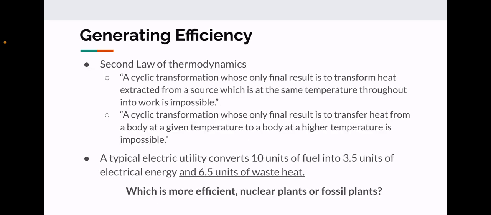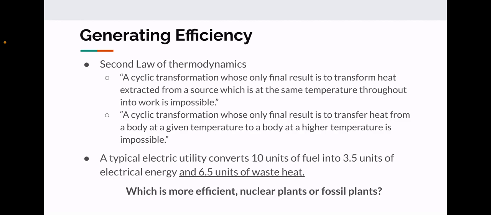And it's in my sources. So next is generating efficiency. Now, of course, whatever you have goes in, comes out, but according to the second law of thermodynamics, there's always going to be heat loss. And so that greatly affects our electrical production.